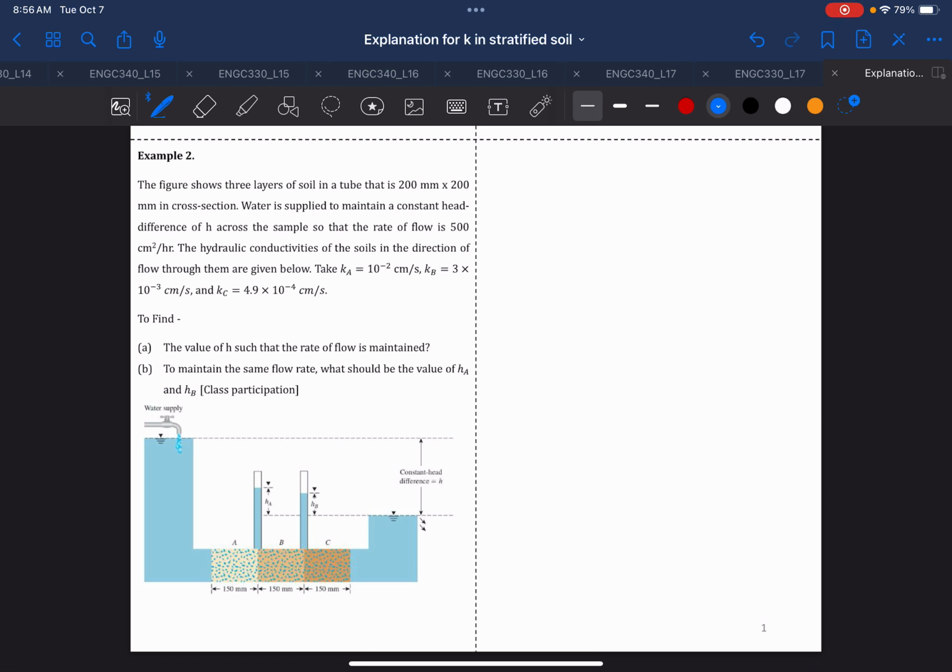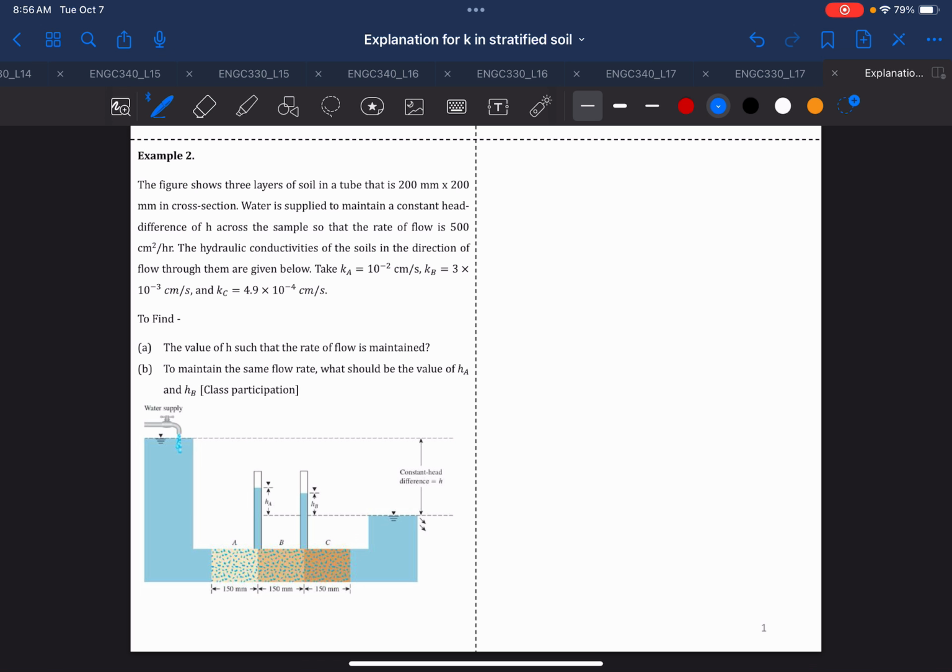Hello, everyone. Today we are going to learn how to solve a problem of soil permeability in a stratified soil, which means that the soil is a layered soil, which means that there are different types of soil that we layer. Because in most of the real situations or most of the field cases, the soil has different types of layers within the soil.